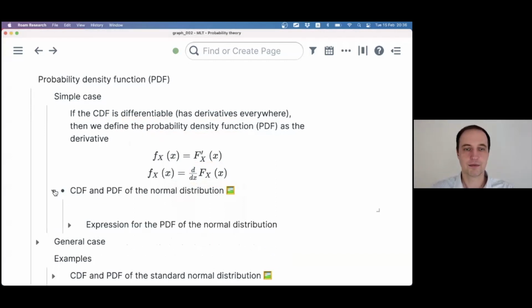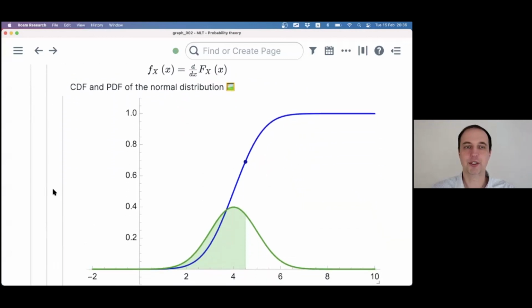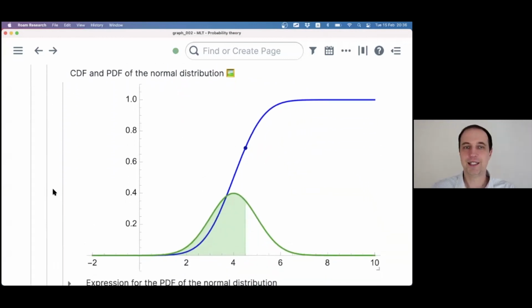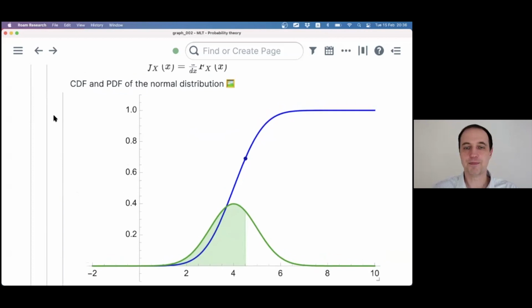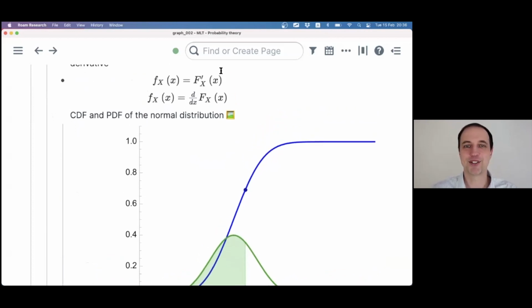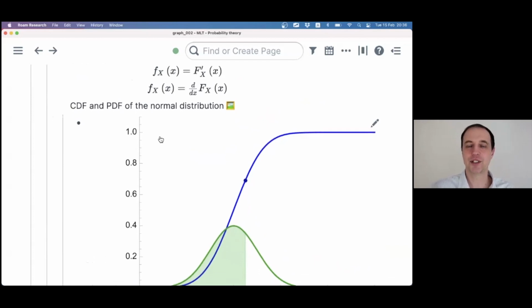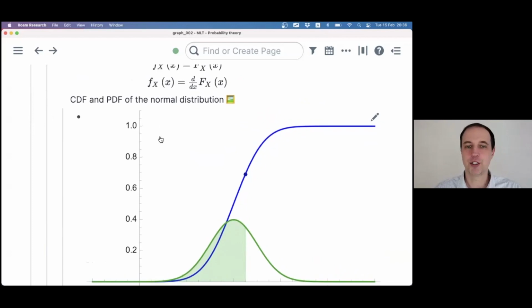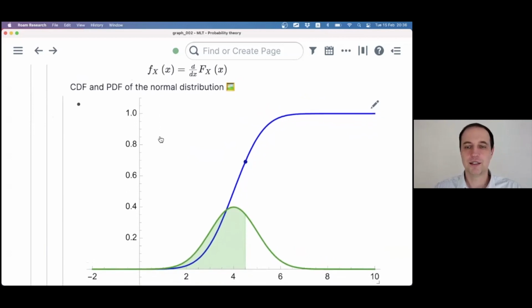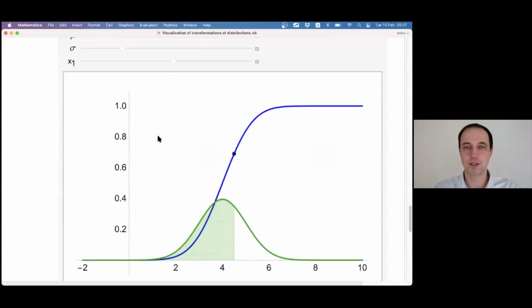And I have some picture here of the CDF and a PDF of a distribution, specifically of a normal distribution. And the last time people asked me about the reason for taking the derivatives in here. So I would like to elaborate on it a little bit more. I have some visualization here. And once we have gone through the visualization, we can also get to some new material.